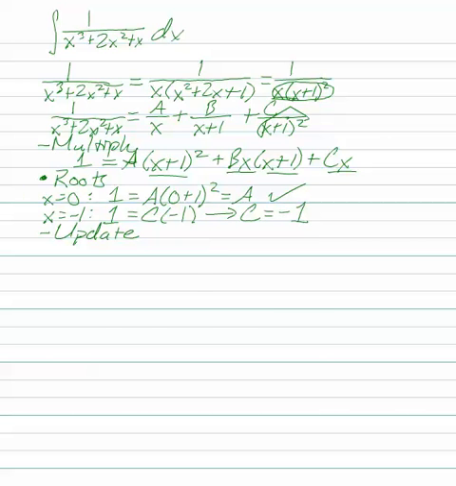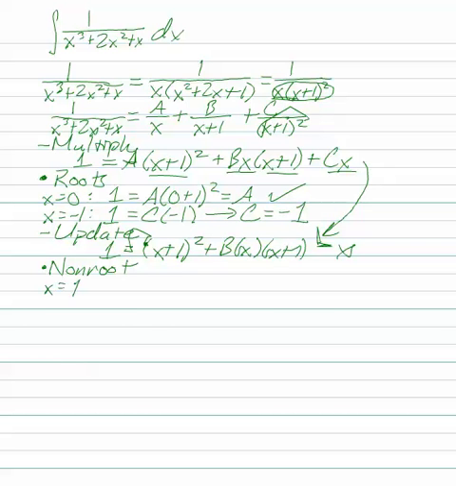So our left-hand side stays a 1. We're updating from before we plugged anything in. Our right-hand side becomes 1 times x plus 1 squared plus B times x plus 1 minus x, because our C was a negative 1. Now we plug in anything that's not a root. Now I say anything, you just pick something easy, non-root. I'm going to plug in x equals positive 1.